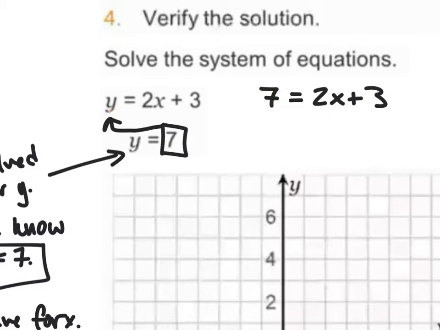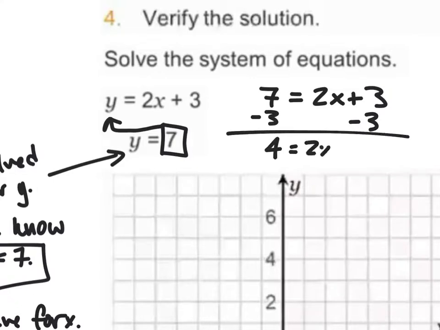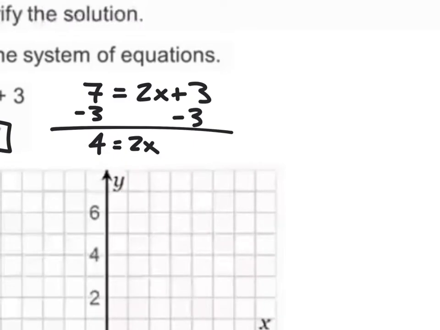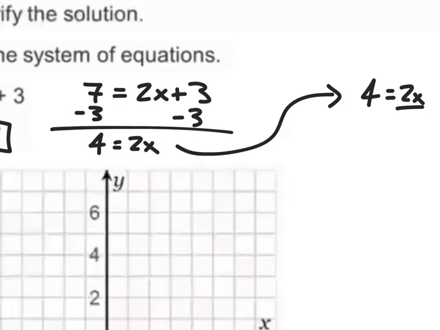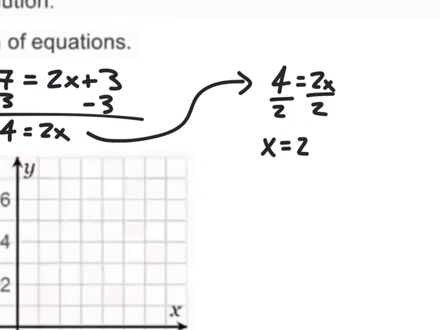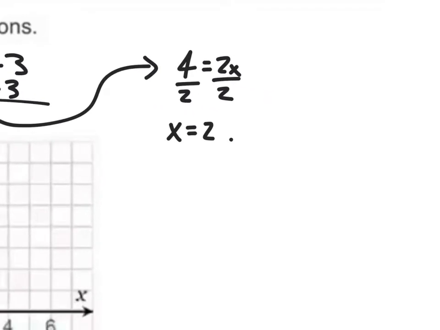Here I had two variables, x and y. Here I only have x. So what I'm going to do now is subtract 3 from both sides. And I'm going to get that 4 is equal to 2x. We've got all this real estate over here. 4 equals 2x. I'm going to divide both sides by 2 and by 2. Okay, and so I get that x is equal to 2. Okay, so now here's what I got. I know that x is equal to 2. I also know from this problem that y is equal to 7. So what I have is the ordered pair (2, 7).